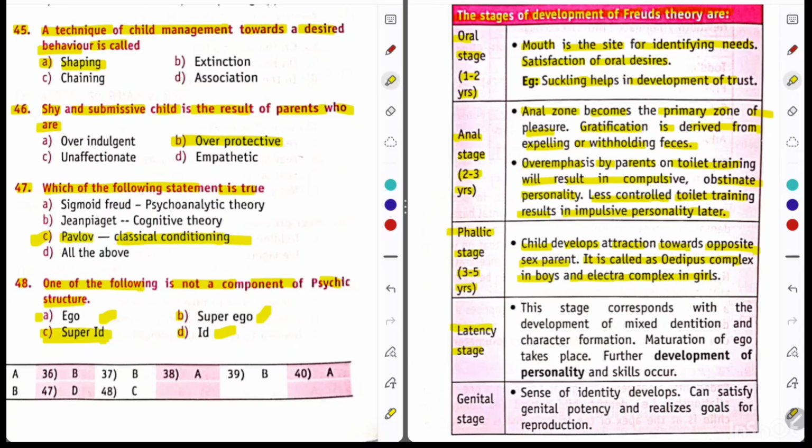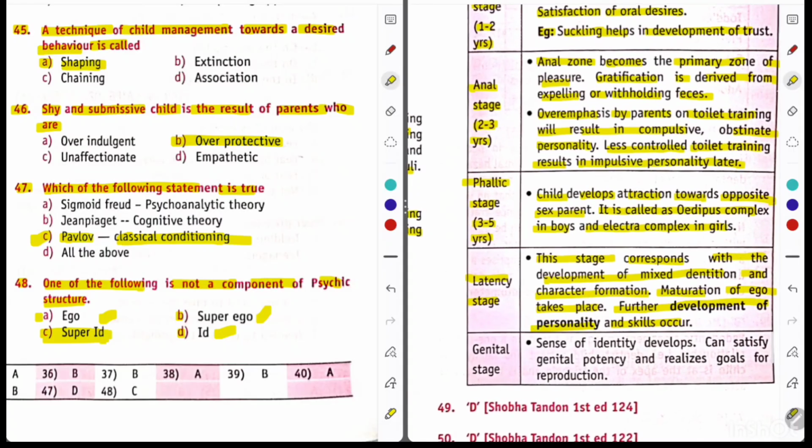Fourth is latency stage. This stage corresponds with the development of mixed dentition and character formation. Maturation of ego takes place. Further development of personality and skills occurs. Fifth is genital stage. Sense of identity develops, can satisfy genital potency and realizes goals for reproduction.